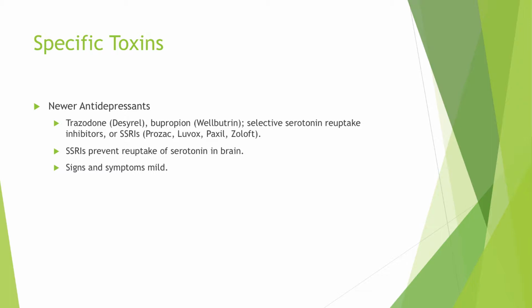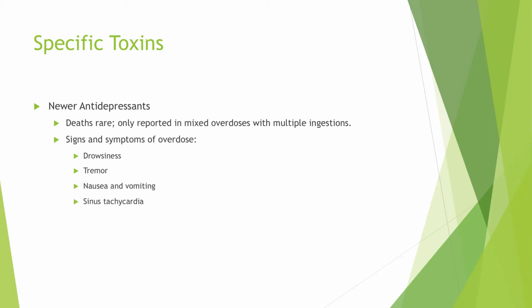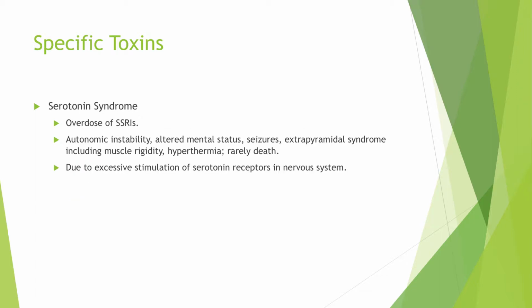Those are newer antidepressants. The signs and symptoms of them are a little bit more mild, okay? So that's a good thing about using them. Deaths are rare, only with other mixed overdoses with multiple ingestions of other medications. Signs and symptoms you might see for some of these overdoses are drowsiness, of course, and tremors, nausea and vomiting, and sinus tachycardia. So, once again, you use your histories to find out if they're on some of this stuff or not. Now, there's such a thing as serotonin syndrome, so we have some of that with overdosing on SSRIs.